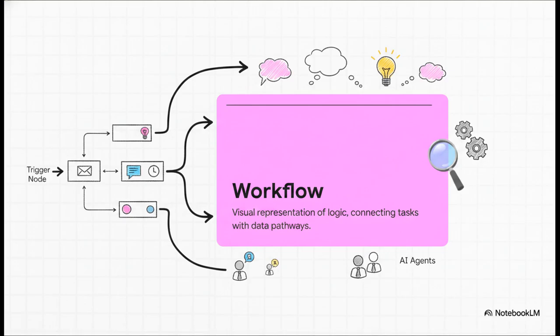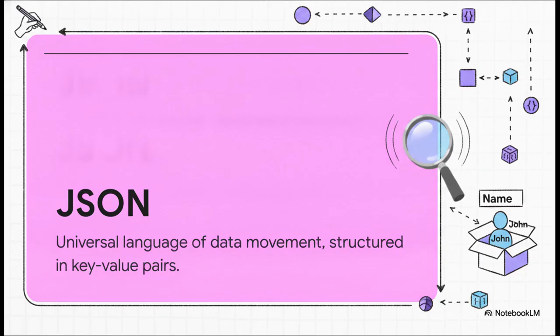Second, you connect all these nodes using edges. These are just the lines, the pathways that dictate the exact order and flow of your data from one task right into the next. Now, as your data is zipping across those edges from node to node, it travels in a format called JSON.